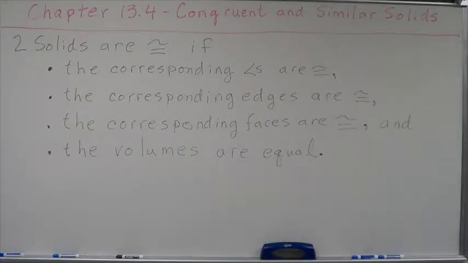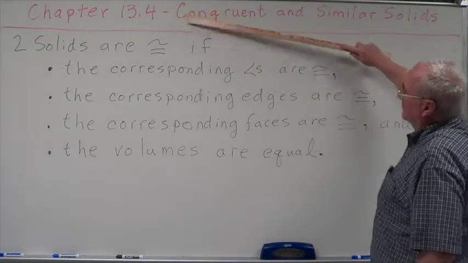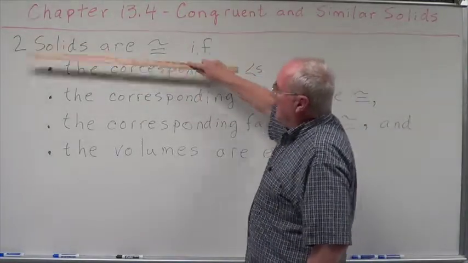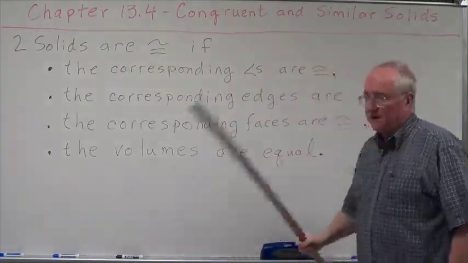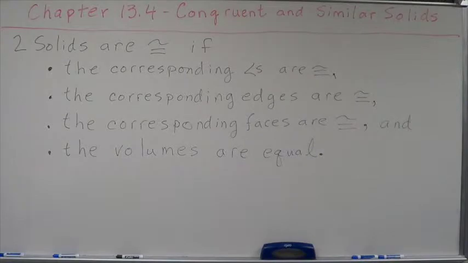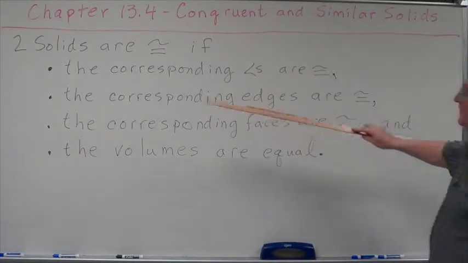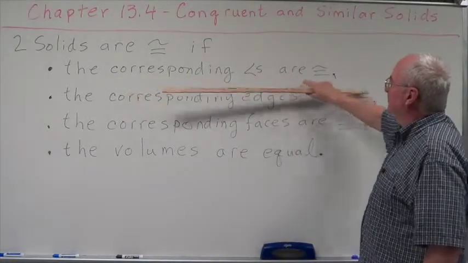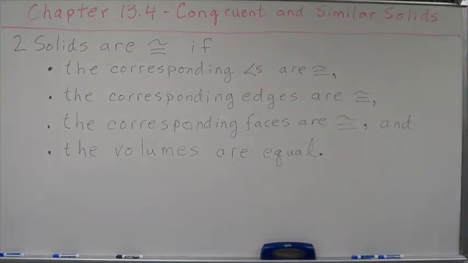Actually, this is a very simple concept and topic. We're going to divide it into two pieces. And the first one's pretty straightforward. Congruent and similar solids. Let's talk about the congruent pieces. Two solids are congruent if they meet four conditions. Number one, the corresponding angles are congruent.